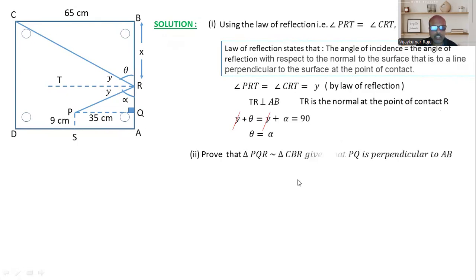Now let's go to the second part. Prove that triangle PQR is similar to triangle CBR. PQ is perpendicular to AB. It is given that PQ is perpendicular to AB.